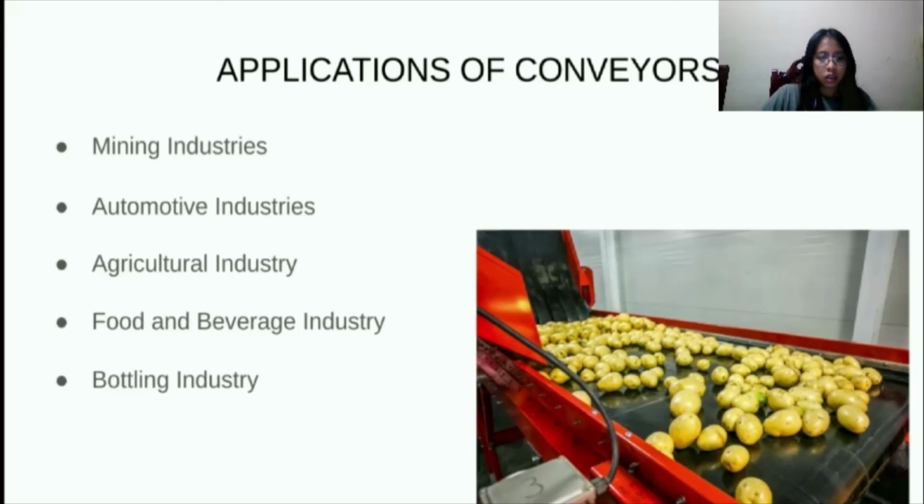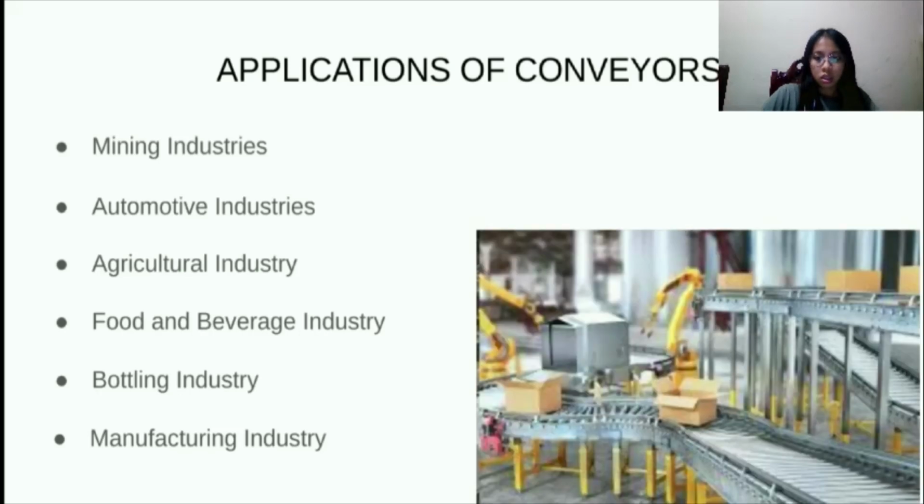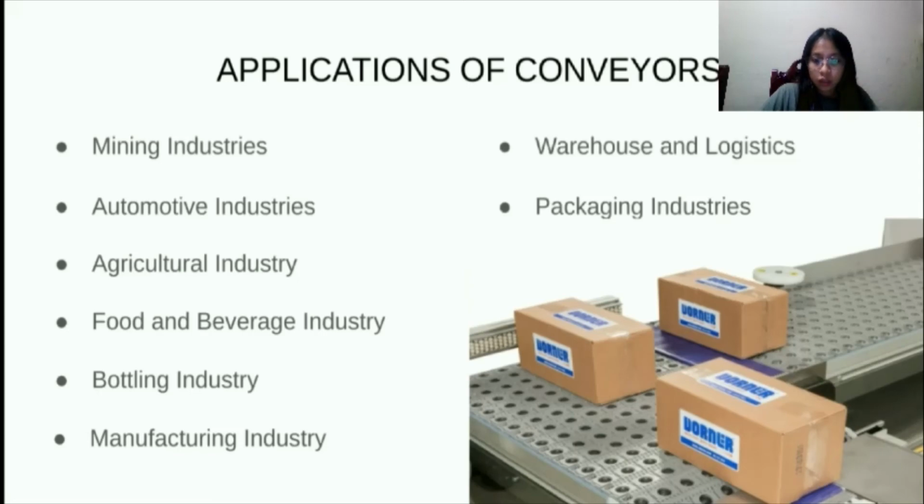In the bottling industry, they use the slat or apron conveyors. In manufacturing industries, as seen in this picture, they use roller conveyors. In warehouse and logistics, they also use roller conveyors. And in packaging industries, in this picture, they used ball conveyors.